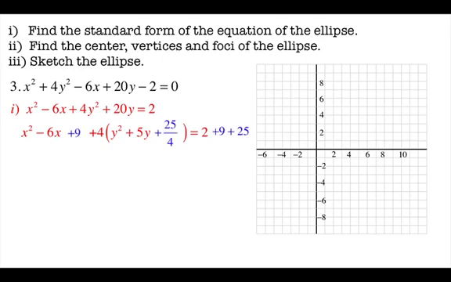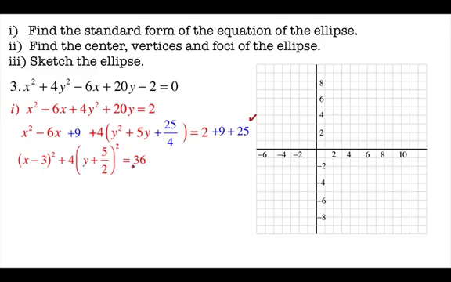So let me get a pen here. So I'm adding 9 here, and I'm adding 25 over 4, but not really 25 over 4. It's actually 4 times whatever this is, and that's why you see only 25 here. The 9 is this 9. Then I factor this and get the following.